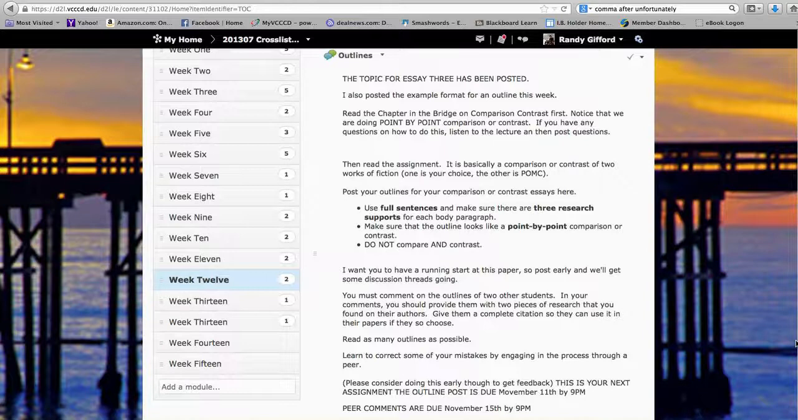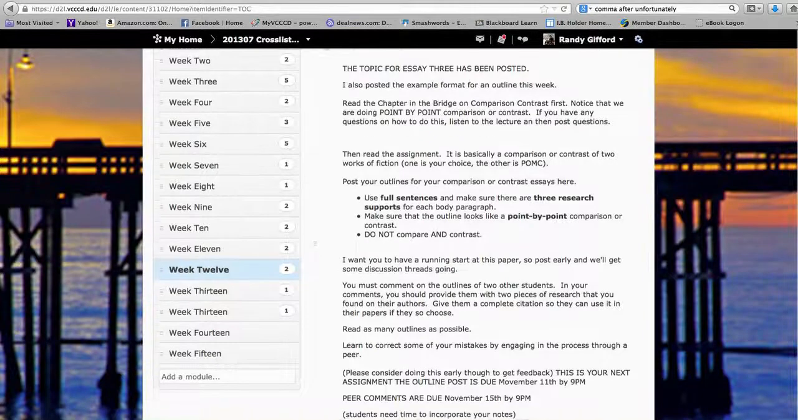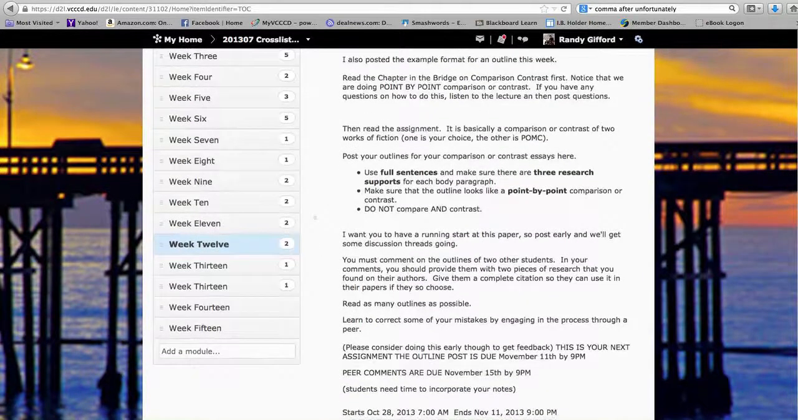So we are going to also comment on other students' outlines. So you'll see that once the outline assignment has been posted on November 11th, you're also going to be commenting on two other peer outlines, and that should be done by November 15th so that they'll have time to look at some of the things that you've posted before they have to actually turn in their paper.